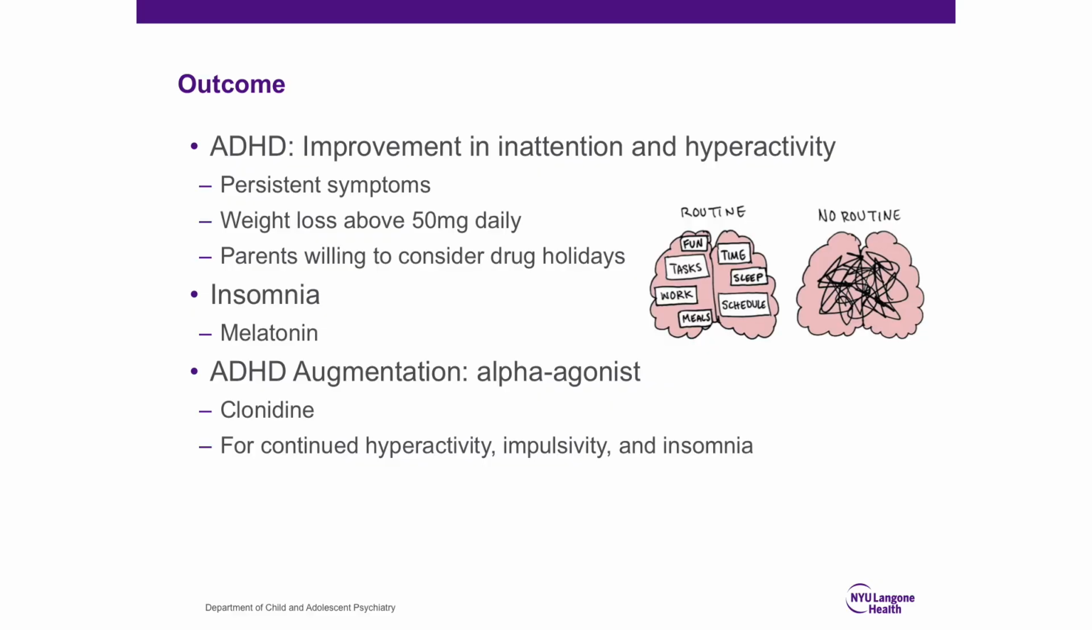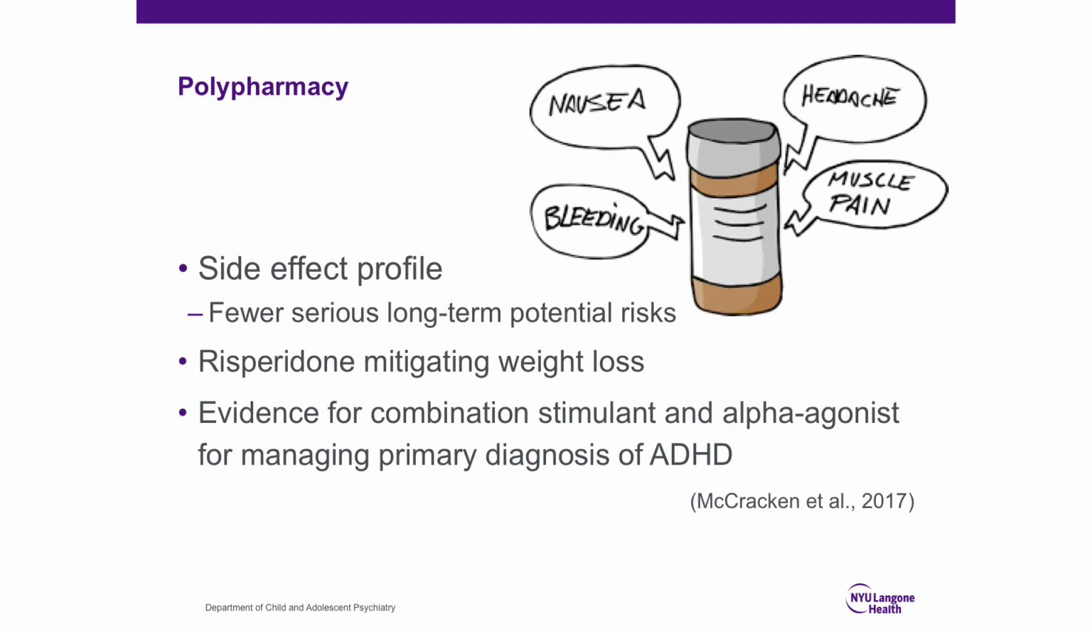So what we had at this point was some improvement in his ADHD, though persistent symptoms. He was having weight loss above 50 milligrams a day, which limited our dosing. At the same time, parents were willing to consider drug holidays because his behavior had improved so much they felt more comfortable. He was having some insomnia, so we started melatonin and then ended up adding clonidine for continued hyperactivity, impulsivity, and insomnia. So he's still on polypharmacy.